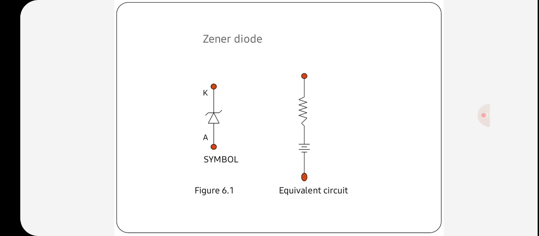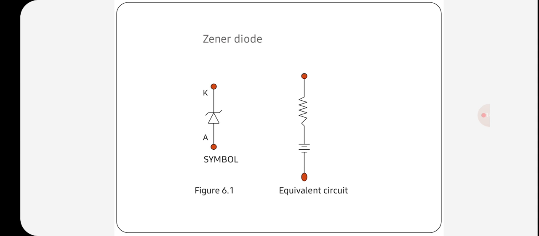So, what is a Zener diode? A Zener diode is a PN junction semiconductor device designed to operate in the reverse breakdown region. The breakdown voltage of a Zener diode is carefully set by controlling the doping level during manufacture. The Zener diode was named after the American physicist Clarence Melvin Zener, who discovered the Zener effect.